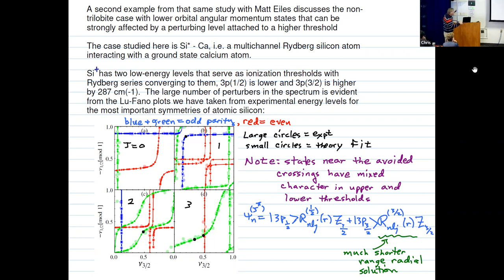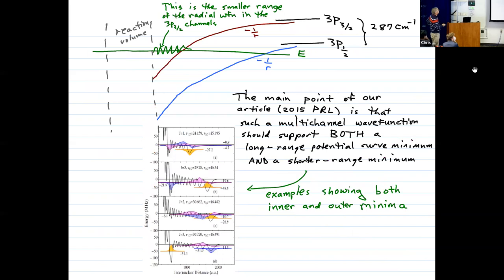Then, once you've done that, you can do the quantum defect theory and find wave functions where there's a Rydberg electron converging to the two channels, 3p1/2 core and excited 3p3/2 core, similar to the calcium or carbon example I showed yesterday. They have radial wave functions and a Z parameter, the relative weighting of these channels in any particular state. Because the 3p3/2 state is a higher threshold, that part of the wave function would be much shorter range than the 3p1/2 channel. So let's see the effect of that on the long range Rydberg model.